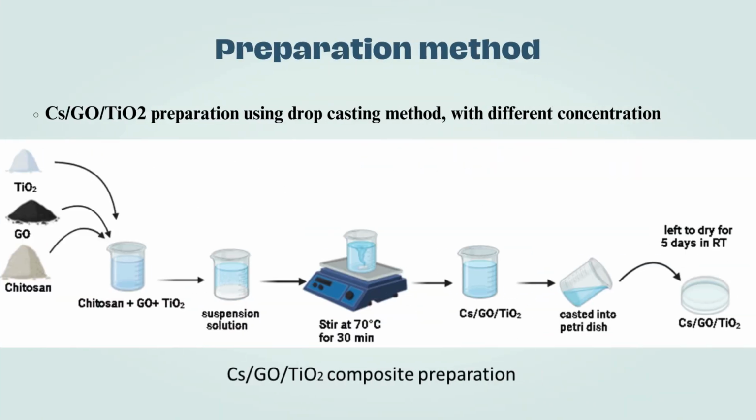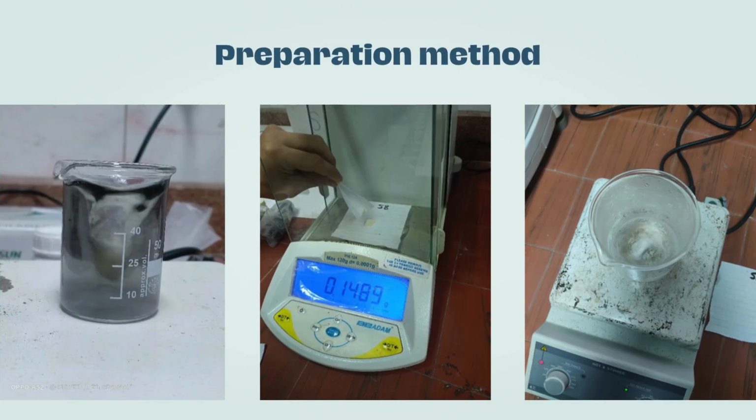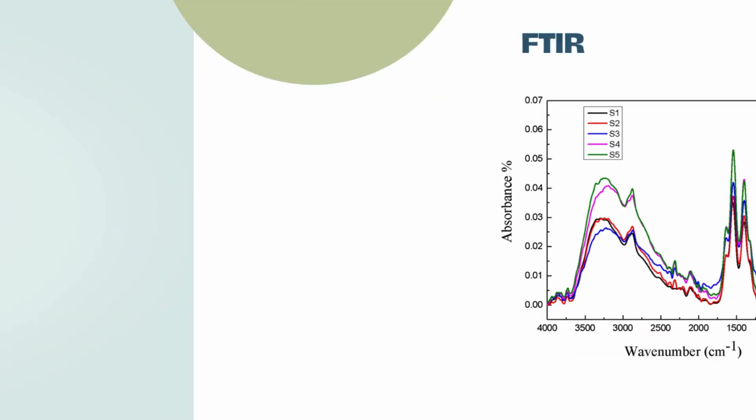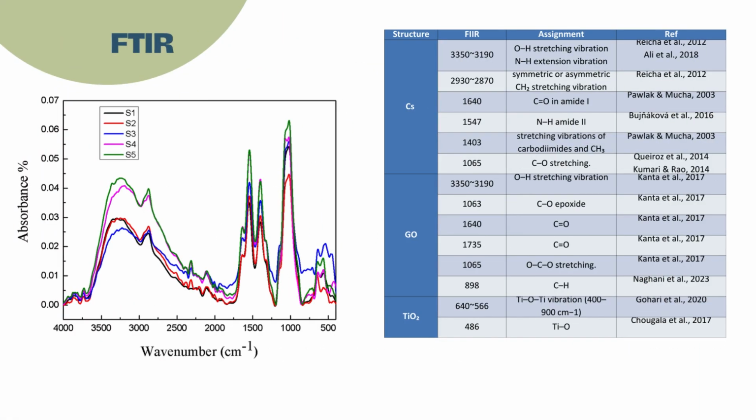The chitosan graphene oxide titanium dioxide composite was prepared with different concentrations using the casting method, as illustrated in the scheme. Here are some photos of the preparation process. To dissolve the graphene oxide, the samples were put under sonication for a homogeneous solution. Fourier transform infrared (FTIR) spectroscopy was utilized to identify functional groups and characteristic peaks. Band assignments are recorded in the table.